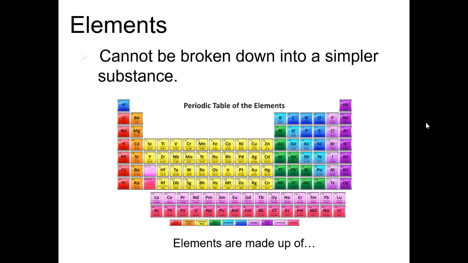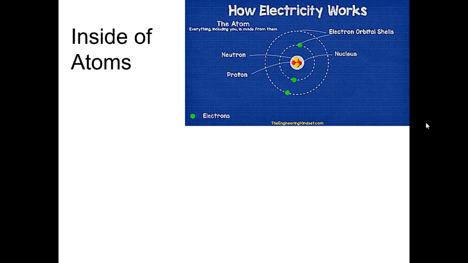Okay, all matter is made up of elements. We've all seen this table before. Elements cannot be broken down into simpler substances, and elements, as we know, are made up of atoms. And so inside of atoms, we have three main subatomic particles. We have protons and neutrons that make up the middle of an atom, or the nucleus. And then we have electrons that rotate in or exist in shells outside of the nucleus.